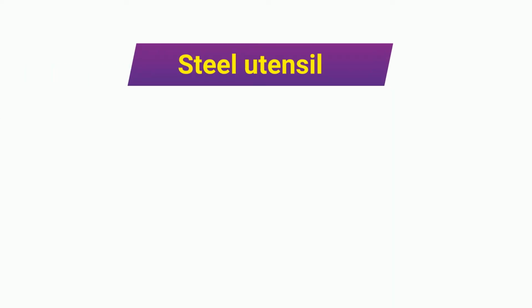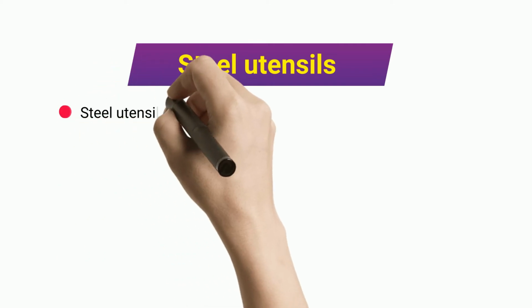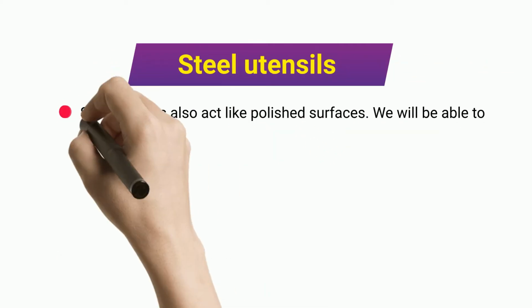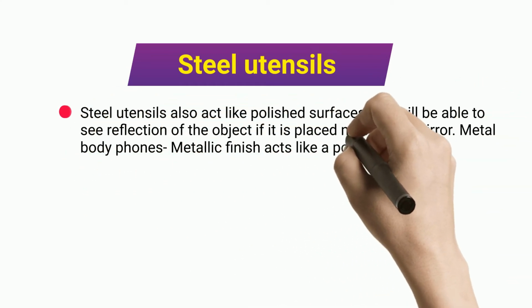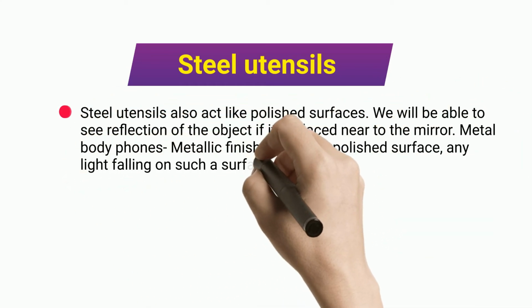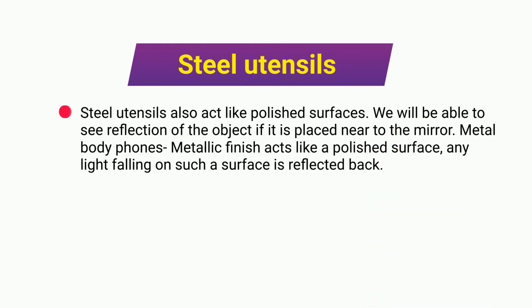Steel utensils. Steel utensils also act like polished surfaces. We will be able to see reflection of the object if it is placed near to the mirror. Metal body phone. The phone's metallic finish acts like a polished surface. Any light falling on such a surface is reflected back.